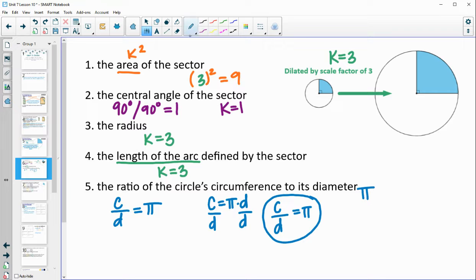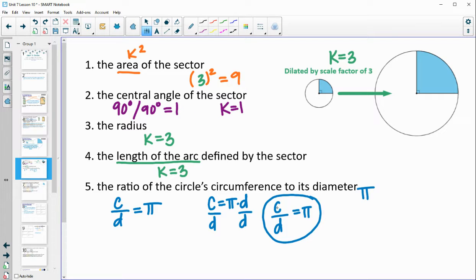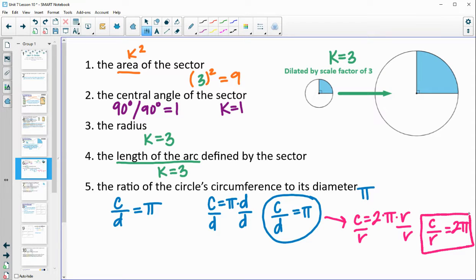And we could also look at this if we thought about doing the circumference divided by the radius. Because the other circumference formula is 2 times pi times the radius. So what if we did circumference divided by the radius instead of just by the diameter? Circumference divided by radius is always going to give us 2 pi, no matter what the size of the circle is. So circumference by diameter, pi; circumference by radius, 2 pi.